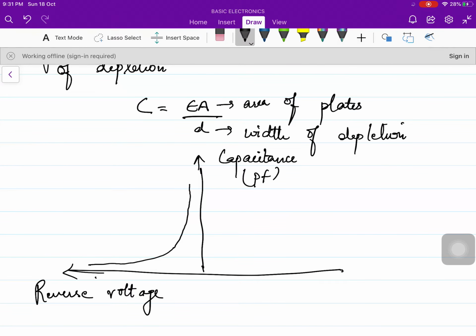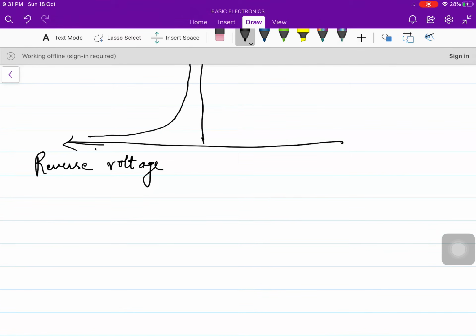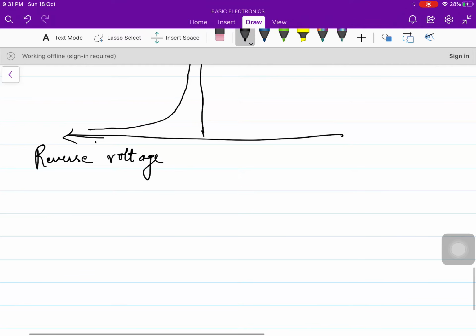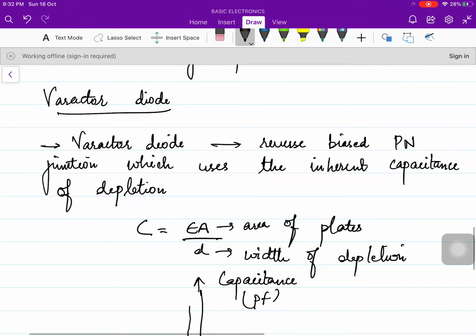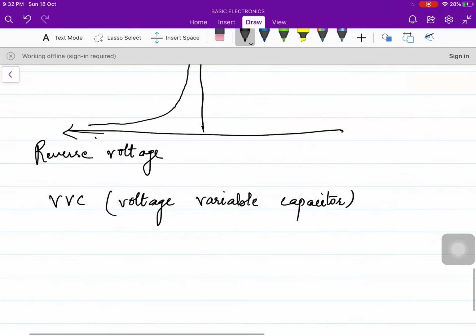So this is how you can draw the graph between capacitance versus the voltage, and this is how a reverse biased p-n junction works, and that is the Varactor diode. Another thing, the Varactor diode is also called VVC, that is voltage variable capacitor, and it is usually used in tuning frequencies. So this is the application of Varactor diode. So this is how the Varactor diode will work.